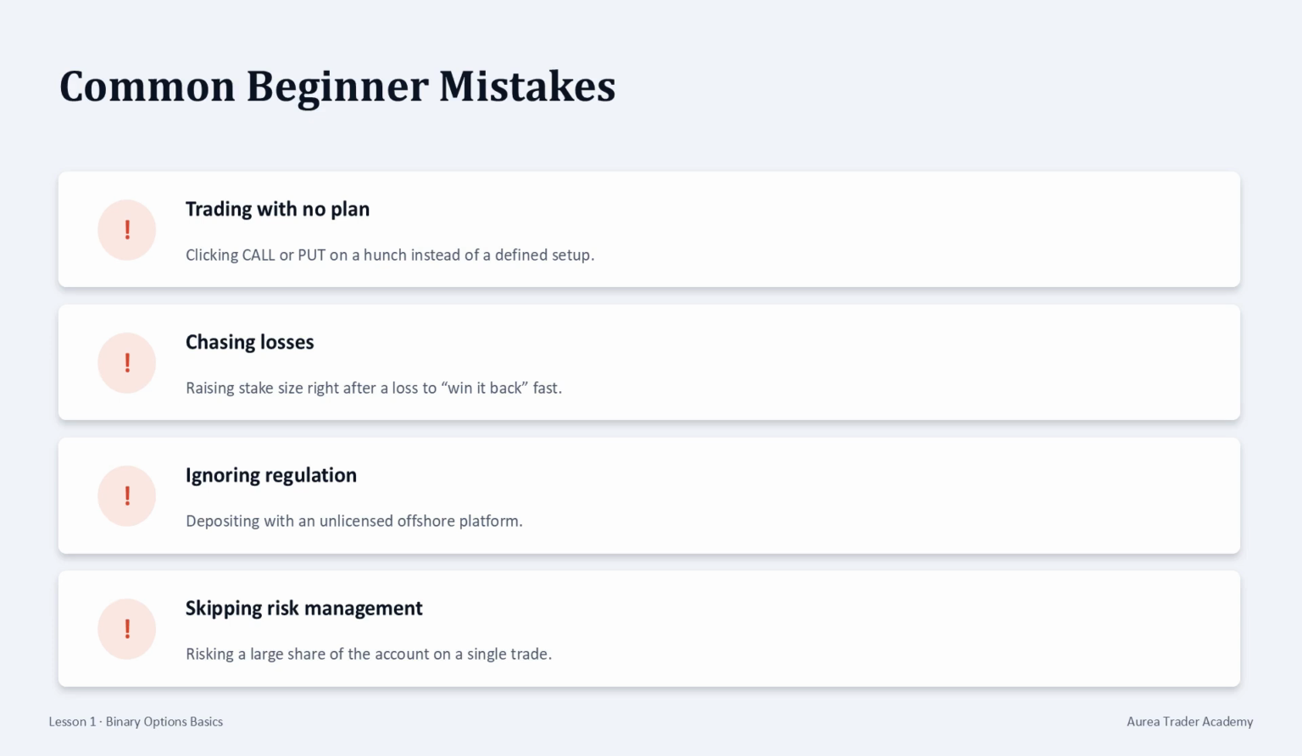Here are the mistakes that wreck beginners fastest. Trading with no plan, clicking call or put on a hunch. Chasing losses, raising your stake right after a loss to win it back quickly. Ignoring regulation, depositing with an unlicensed offshore platform. And skipping risk management, risking a huge share of your account on one single trade.